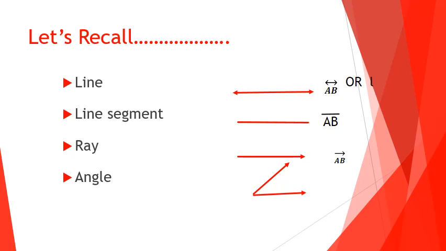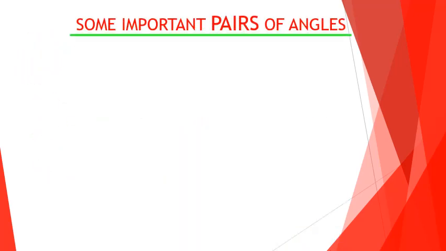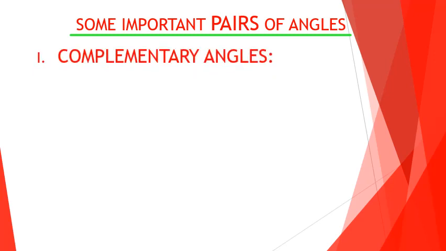Children, no need to copy down this slide in the notebook. Next, we can go with the main part of this chapter, that is some important pairs of angles. From that slide onwards you have to copy down the definitions, examples, try-these questions and everything in your notebook. From here you have to write down all the examples, definitions, try-this questions, everything in your notebook.